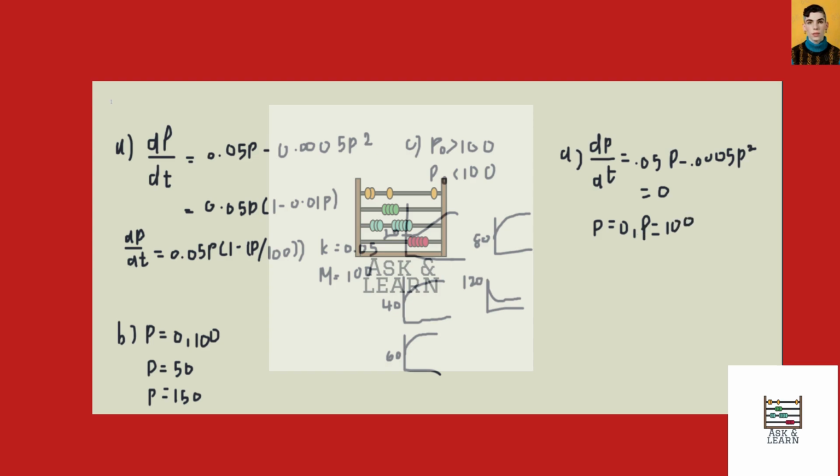When P is equal to 0, it means that there was no population in the beginning, so at any time there's none. And when P is equal to 100, it shows that it will reach equilibrium, which means that the number of deaths is equal to the number of births when the population becomes 100.